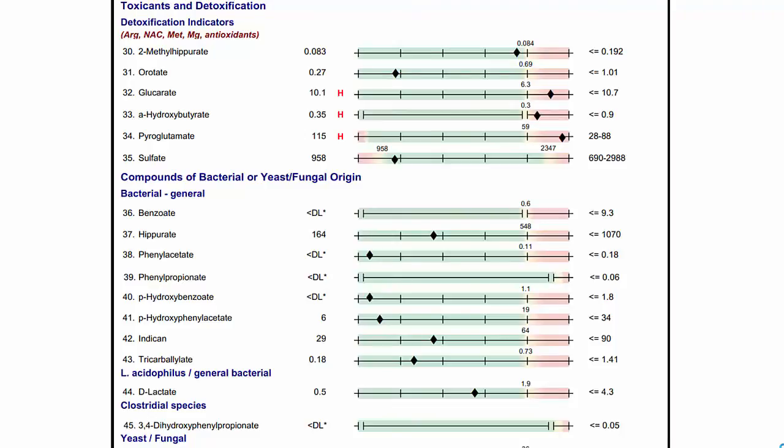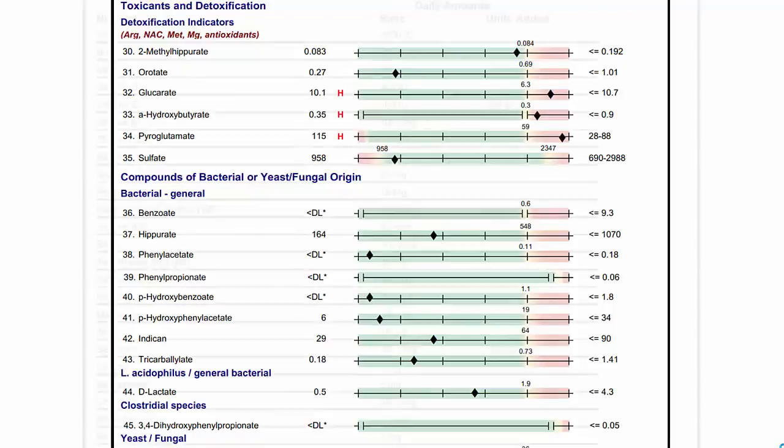So we get some amazing insight into the patient's energy production, into the patient's detoxification and oxidation, and into the patient's brain health and methylation, as well as a sneak peek into their small intestines that helps us determine if they have a bacterial overgrowth going on.